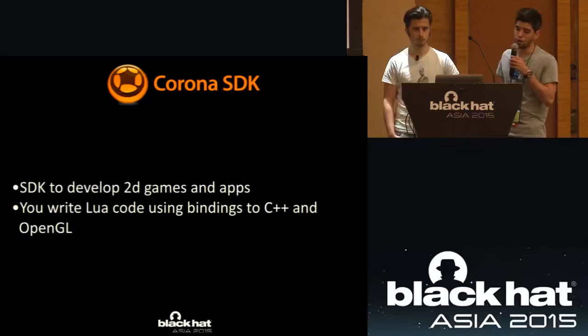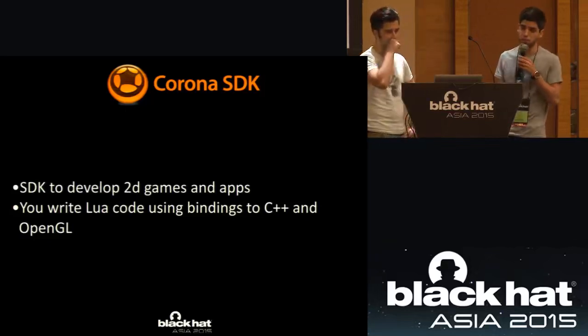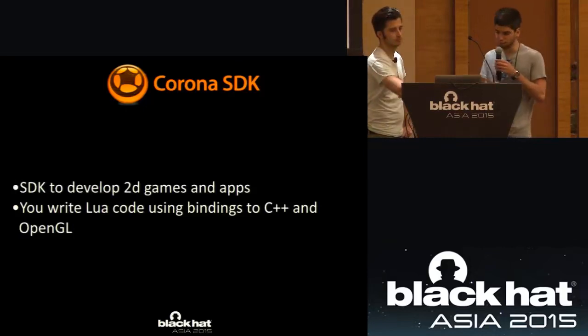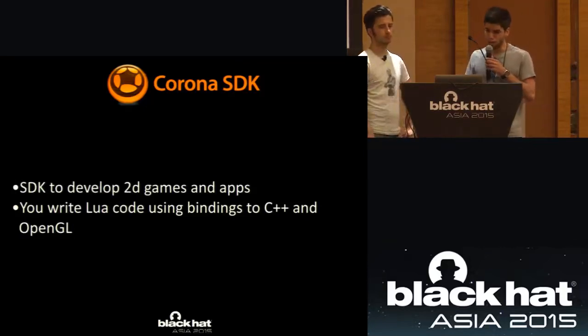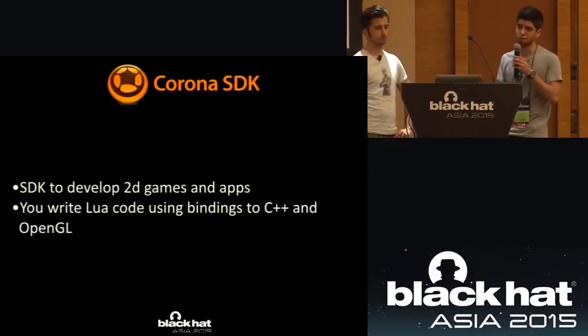We also have Corona SDK. As we said at the beginning of the presentation, it is mainly used to develop 2D games, and they are usually focused on game development, and they have the source code in Lua, and they also have bindings in C++ and OpenGL just to handle some stuff related to graphics.